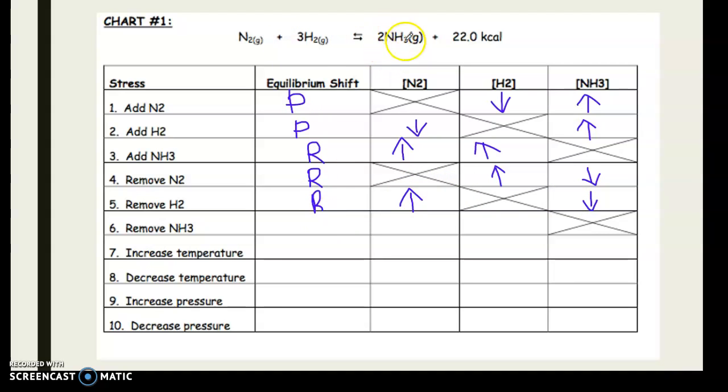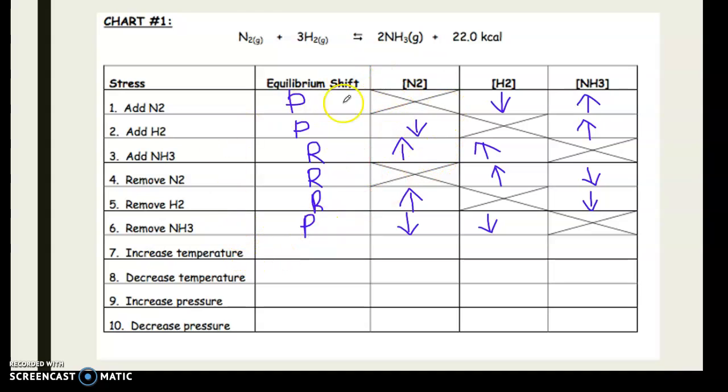Now, we're going to remove NH3. NH3 is on our product side. When we remove NH3, we're going to put it back. So we're going to stay on our product side. Now, because we stayed on our product side, the concentration of N2 and H2 are going to decrease because the NH3 is getting all the assistance.